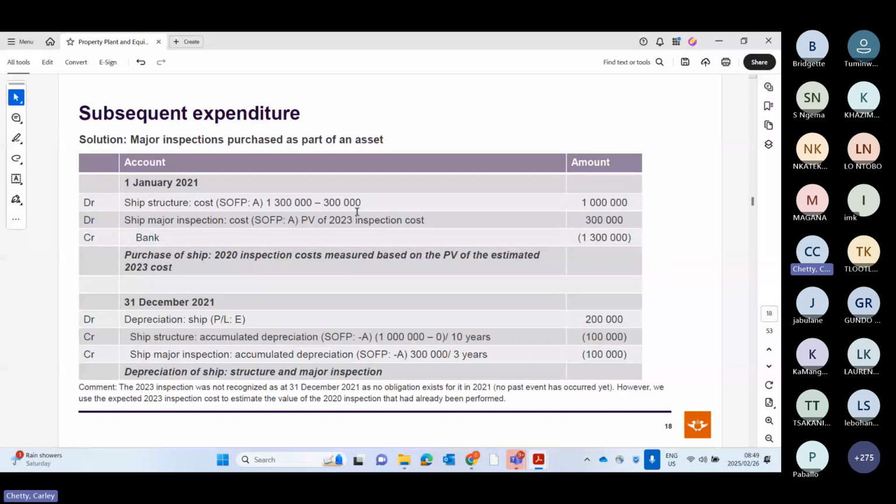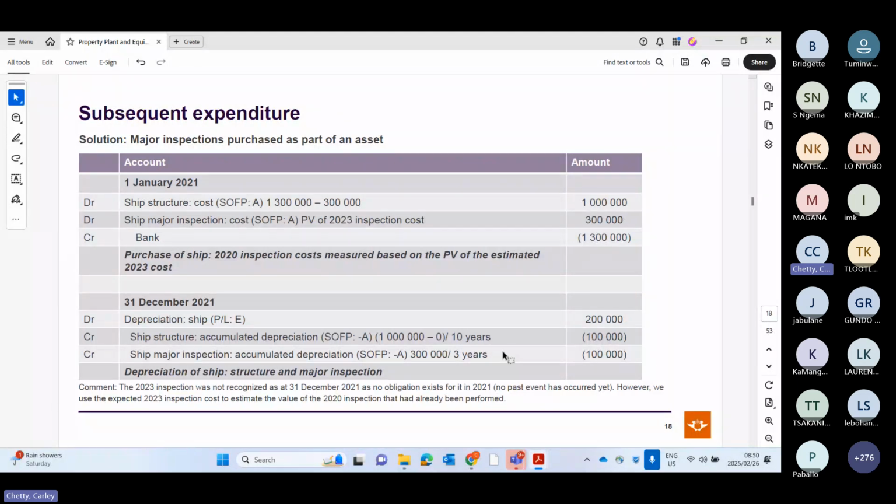Then we are debiting ship major inspection with 300,000, which is the present value of the future cost of the inspection. Then we are crediting bank with the 1.3 million, which was the purchase price of the ship. So you can see we've apportioned these two items. They are significant components and they have a separate useful life.